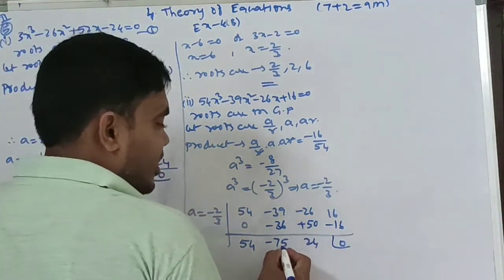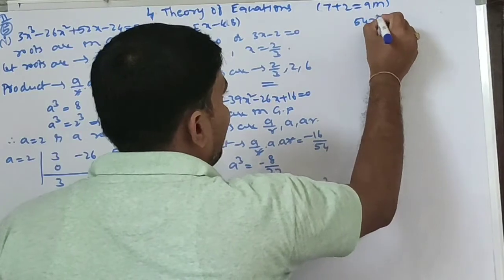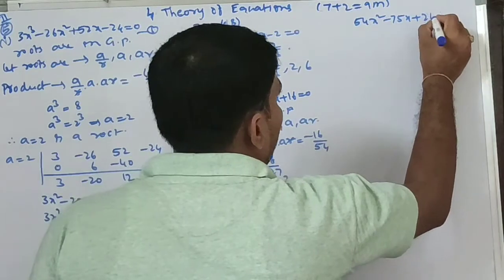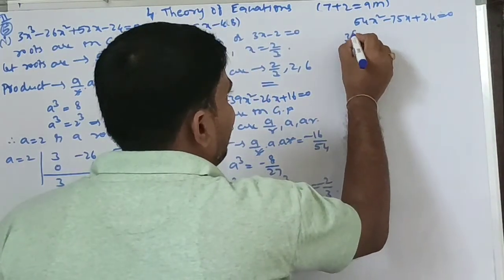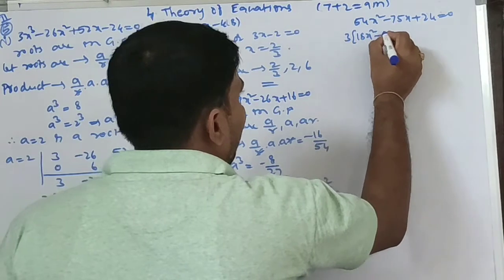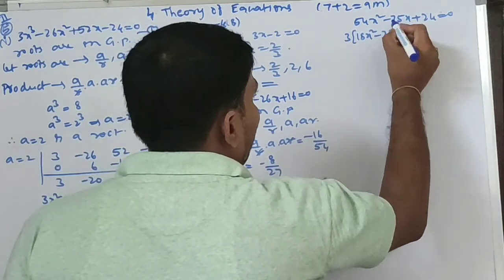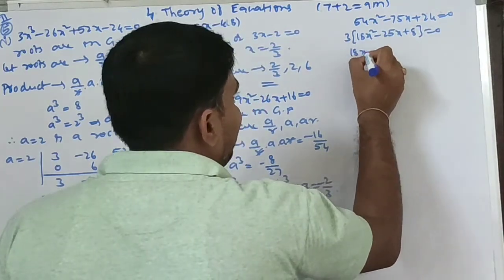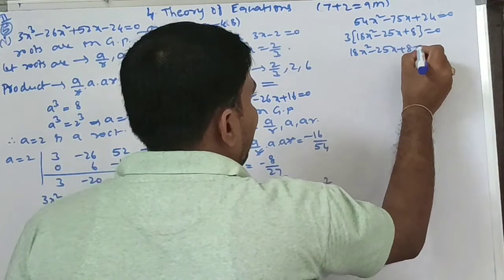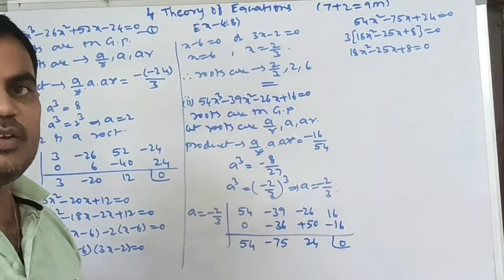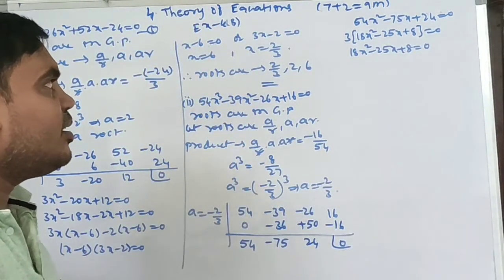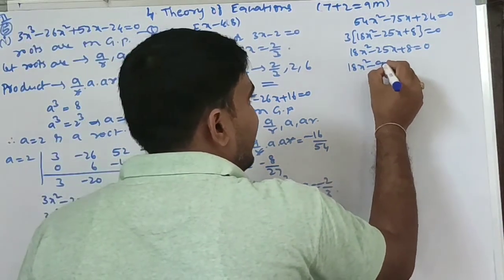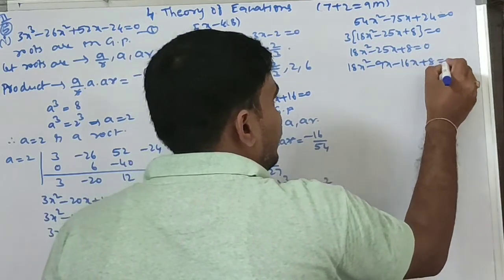So the equation is 54x square minus 75x plus 24 equal to 0. 3 common: 18x square minus 25x plus 8 equal to 0. 18 into 8, 144; 16 into 9, 144; 16 plus 9, 25. So 18x square minus 9x minus 16x plus 8 equal to 0.